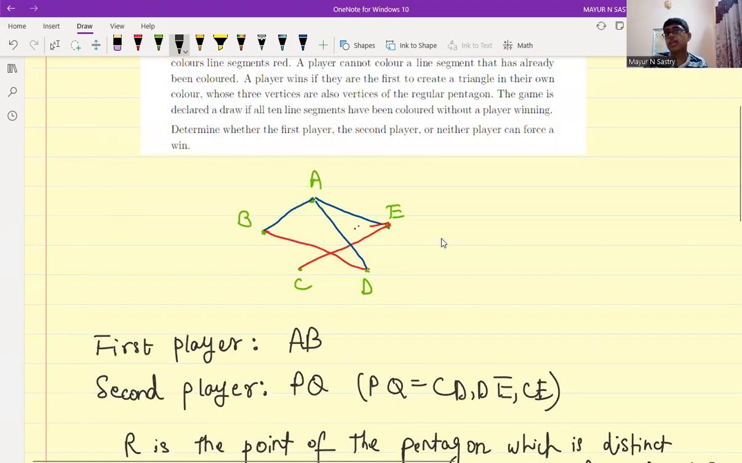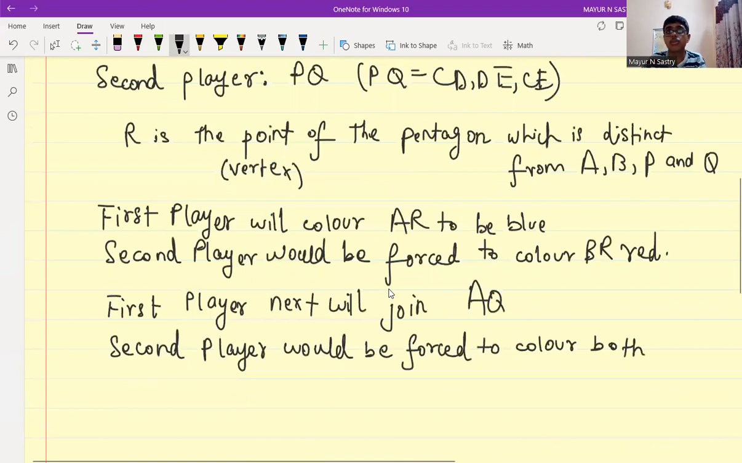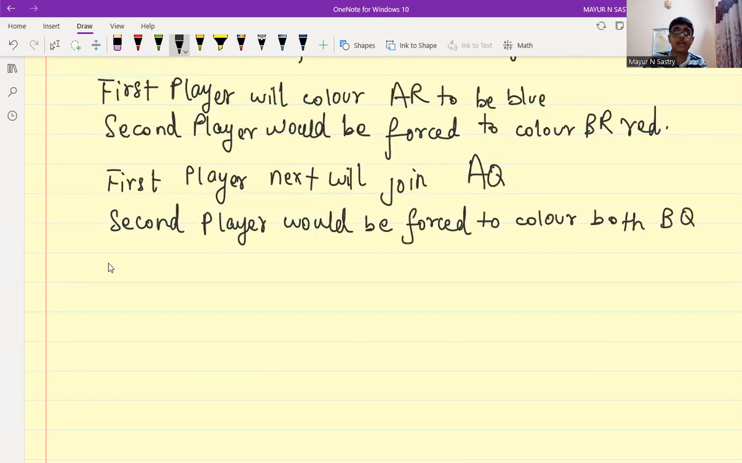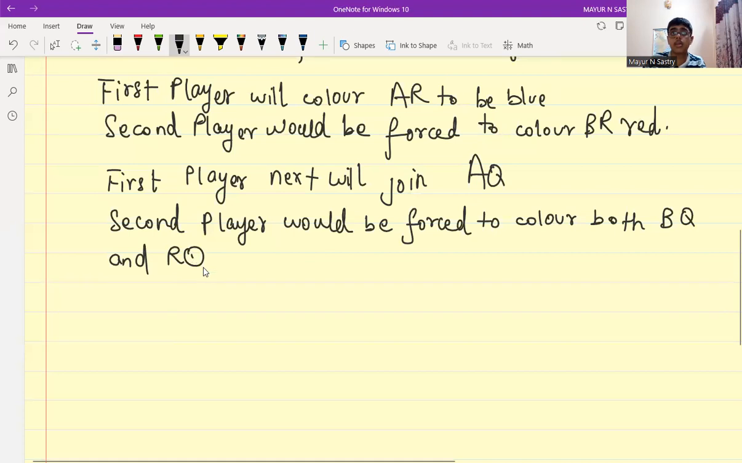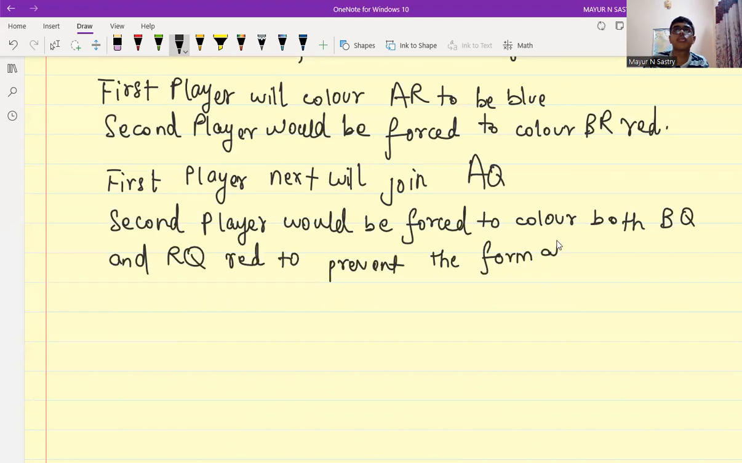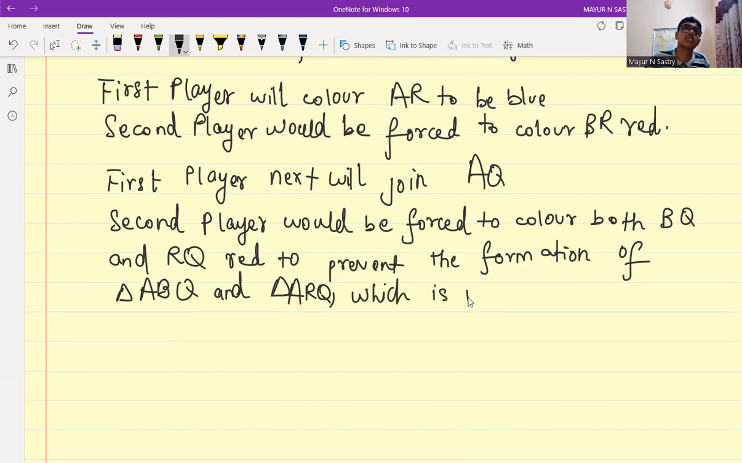You see triangle ABE, BE, which is actually equivalent to BQ, and DE, which is equivalent to RQ in this particular case, red, to prevent the formation of triangle ABQ and triangle ARQ, which of course is not possible in a single turn, right?